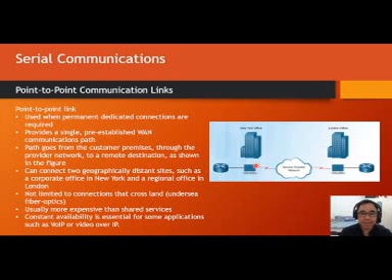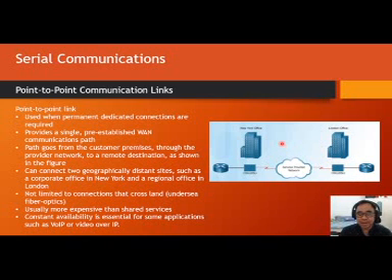Point-to-point communication links. A point-to-point link is used when permanent dedicated connections are required. It provides a single pre-established communication path. The path goes from the customer premises through the provider network to a remote destination, as shown in this figure. You can see from here we have the New York office and the London office. Each of them has their own network, and they're both connected to the service provider network.